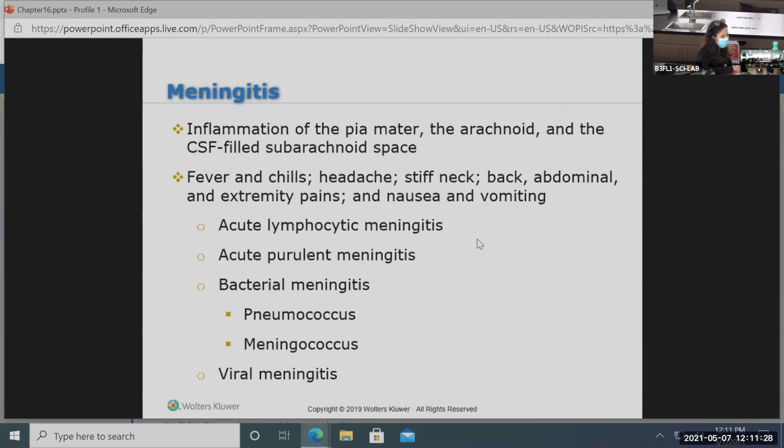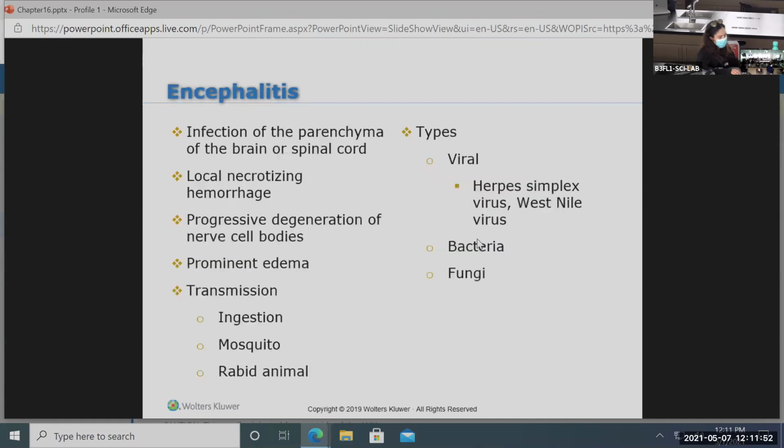and meningococcus. These are viral, these are bacteria. People living in places like correction centers, daycares, preschool, chances of spread of meningitis are more over there. Dorm, students who live in dorms.